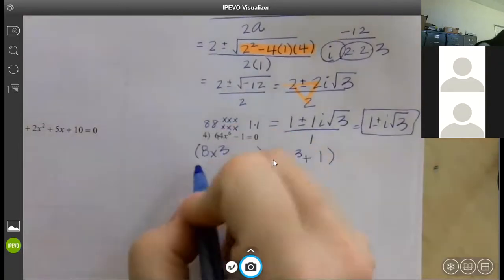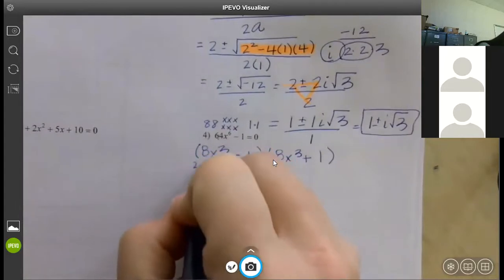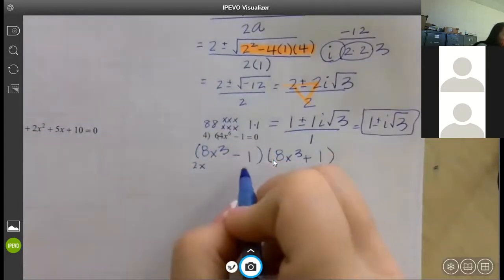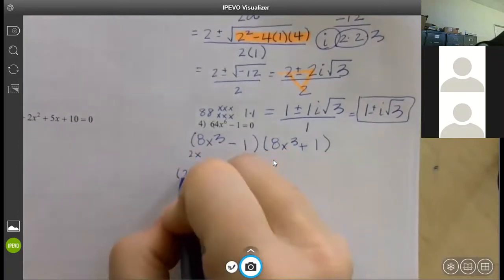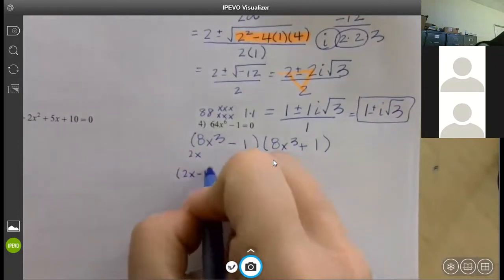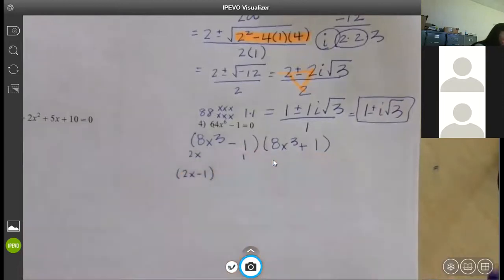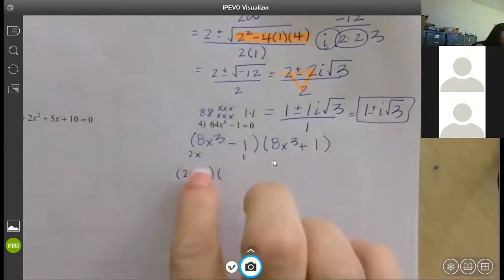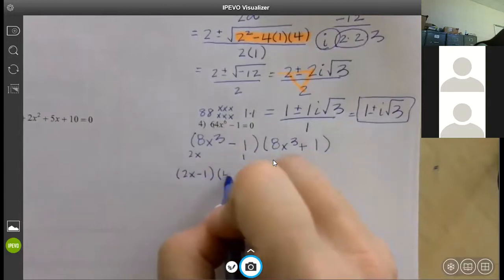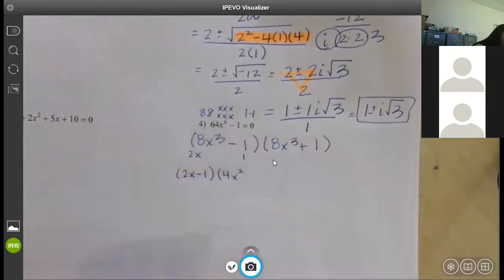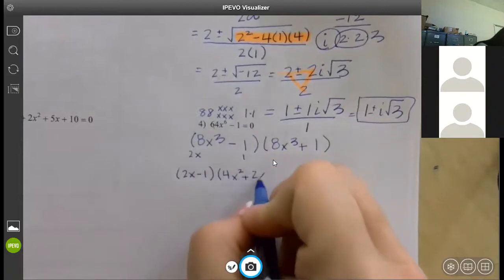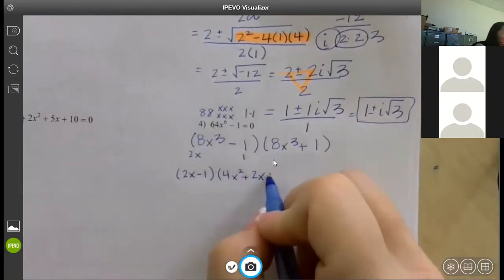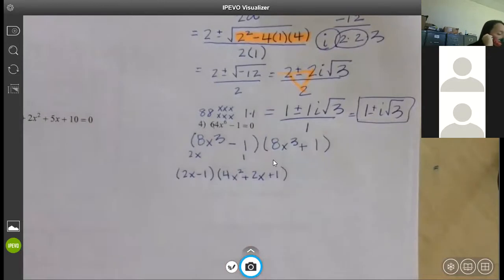Okay. So cube root of 8 is 2. Cube root of x cubed is x. Cube root of 1 is 1. So your first factor is going to be what you see, 2x and a minus 1. Square the first. 2 squared is 4, and then x squared. Multiply them together, but change the sign, so plus a 2x. And then square the last. 1 times 1 is 1.